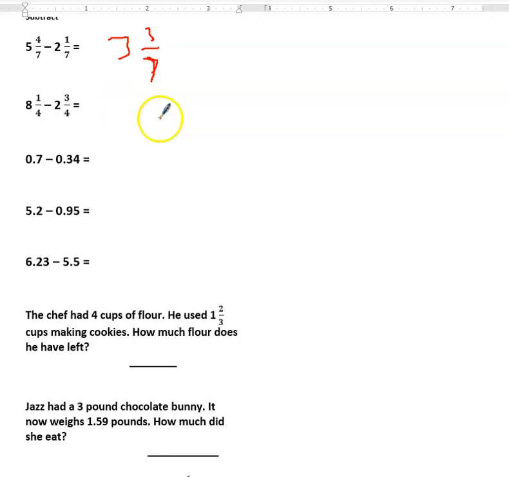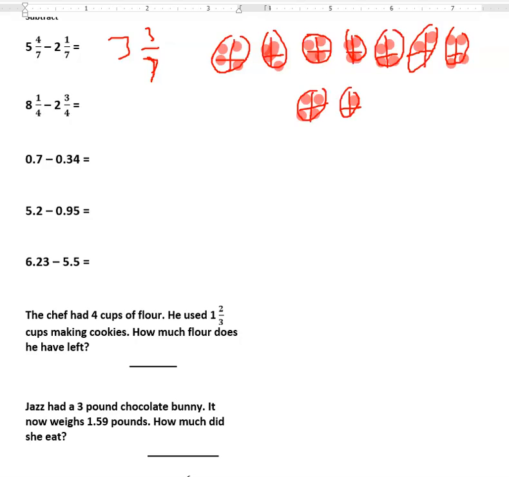1/4 minus 3/4 I can't do. So I need to draw 8 1/4 pies. I'm going to stop the timer for just a second while I draw them.